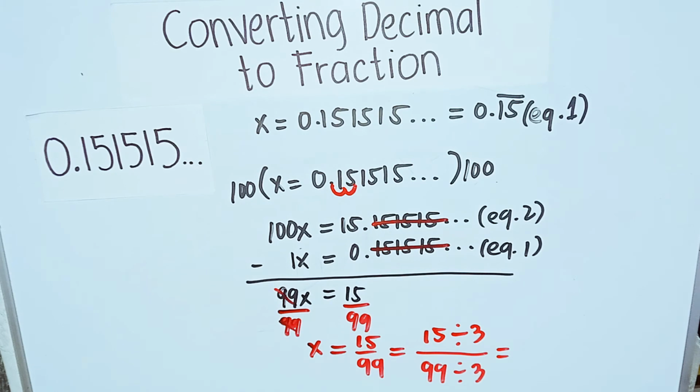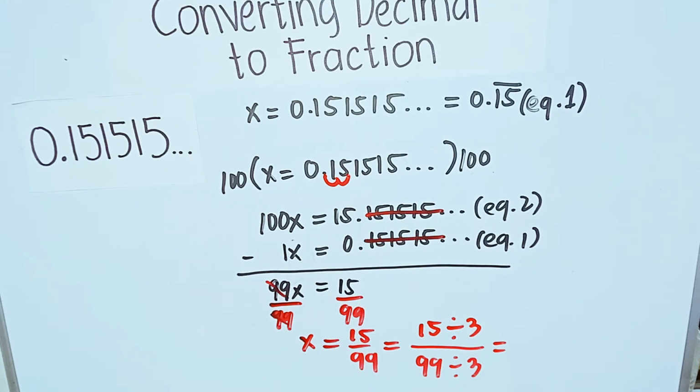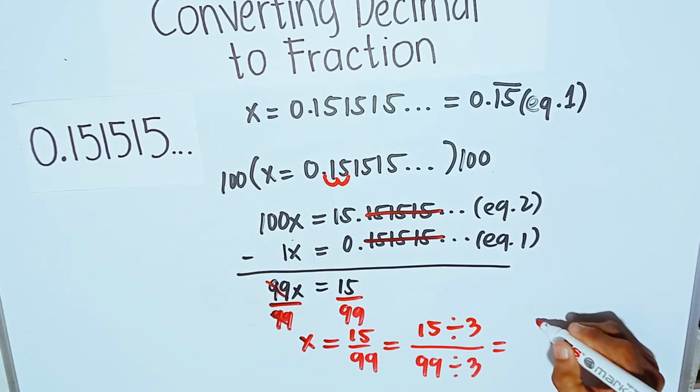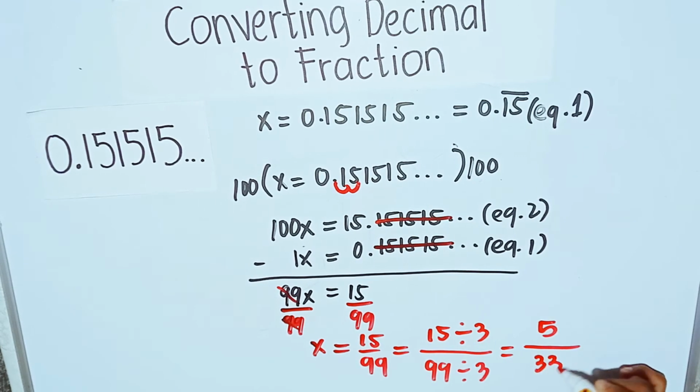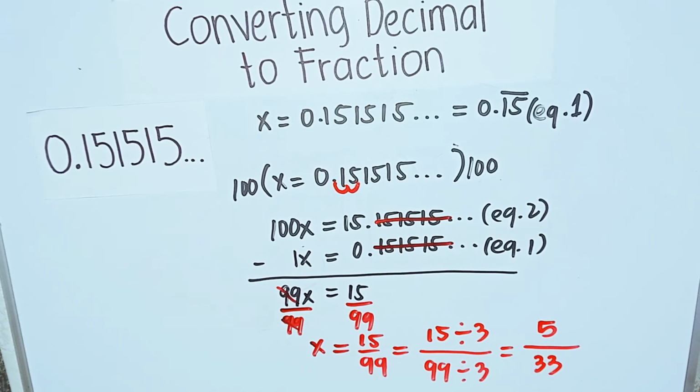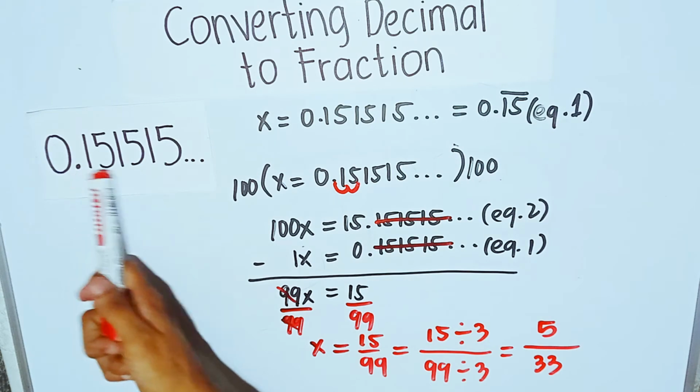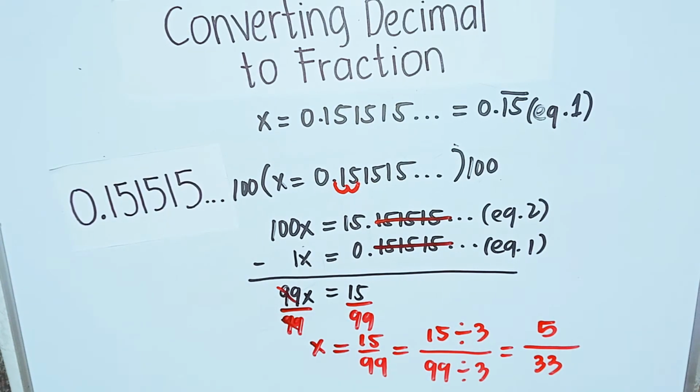So meron tayong 15 divided by 3, meron tayong 5. And meron tayong 5 sa numerator at meron tayong denominator na 99 divided by 3, meron tayong 33. So therefore, our lowest term or fraction form ng decimal na to will be 5 over 33. Okay, ganun lang po kasimple.